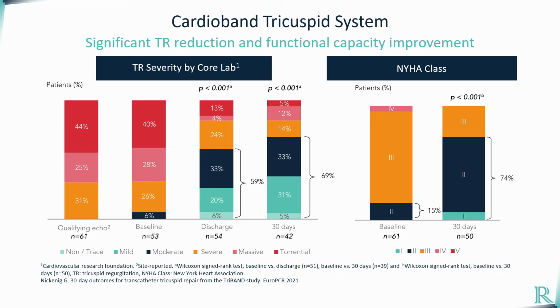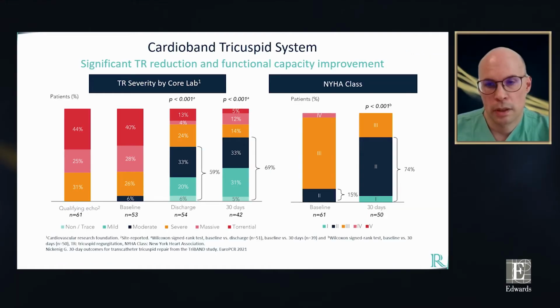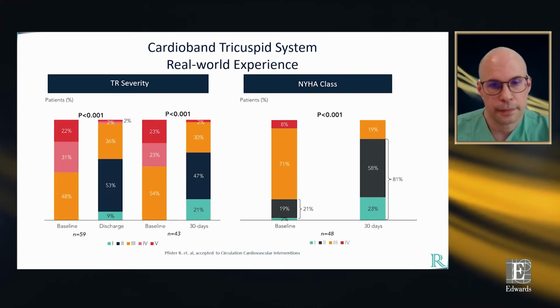On the left side is the TR severity. On the right side is NYHA class. The first two columns is before the implantation of the device, and the right columns is for a discharge TR reduction. And so you reach at least a moderate TR in the majority of patients, and 59% in this case. And over 30 days, those results stay stable. And correspondingly, NYHA class is improved with this device.